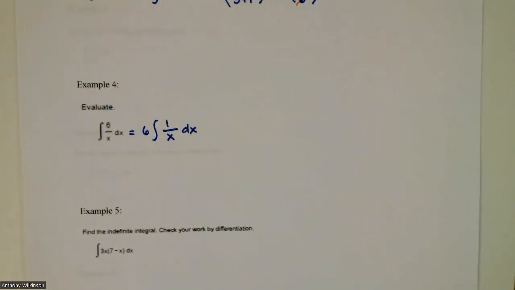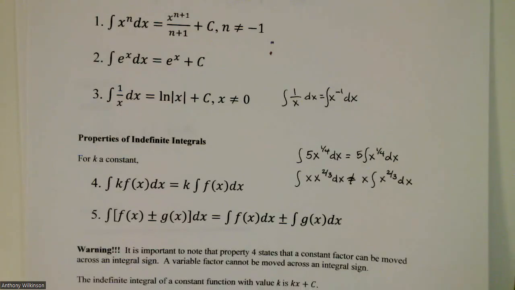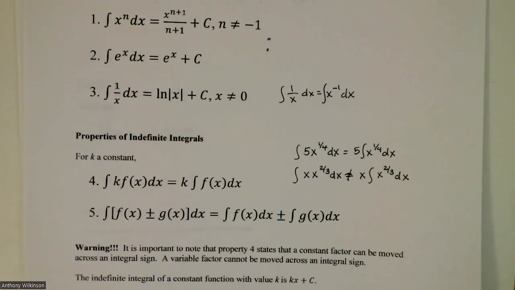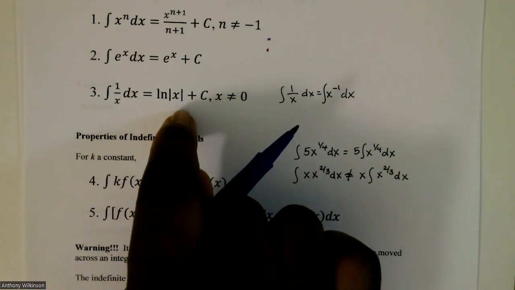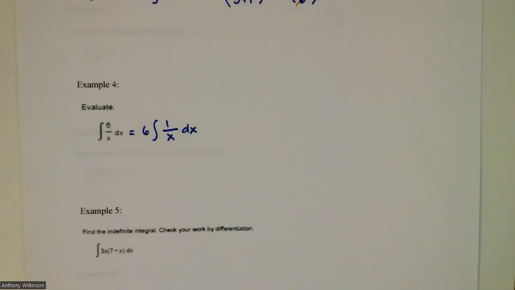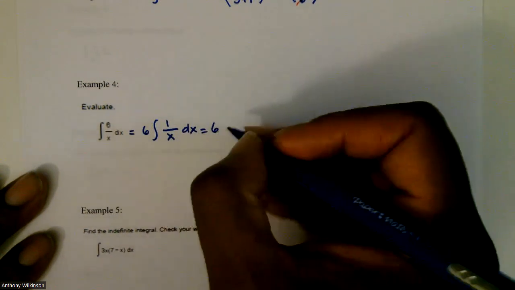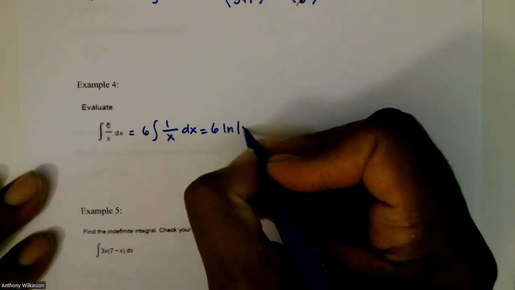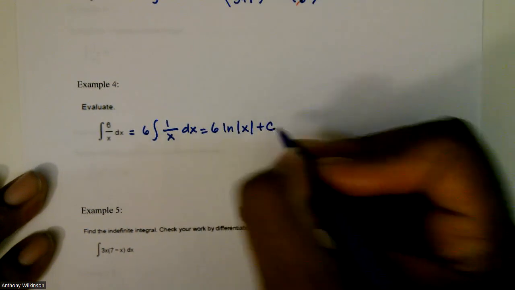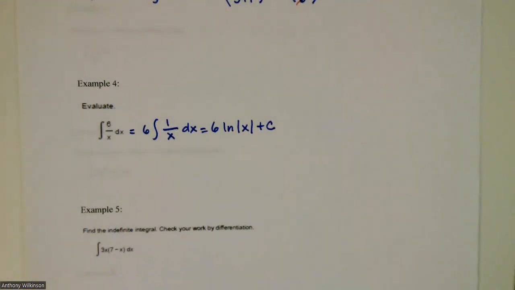In this case, I'm going to use number 3, because I have the integral of 1 over x dx. That's going to be the natural log of the absolute value of x plus c. So if I bring that 6 over, take the integral of 1 over x dx, that will be the natural log of the absolute value of x plus c. And that will be as far as I can go with that problem. So the integral of 6 over x dx will be equal to 6 times the natural log of the absolute value of x plus c.